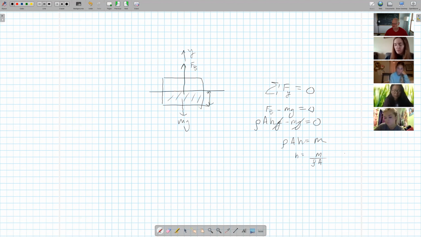Now, if you want, which is what I did in the problem, the mass of the object is the same thing as the density of the object times the volume of the object, which is the same thing as the density of the object times the cross-sectional area times the actual length of the object. Plugging that in here gives me the density of the object divided by the density of the fluid, all times the length. That's where this comes from. Everyone okay? Okay.